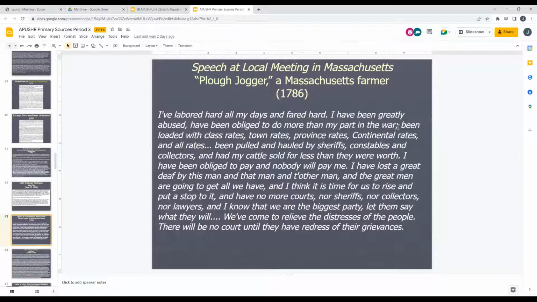It's similar to Bacon's Rebellion. Disgruntled, angry Western farmers who are dealing with more of the problems, while the Eastern elites, the large landowning elites, are dominating the state government, or the colonial government back in Bacon's Rebellion, and imposing their will on these Western farmers, who feel that they're the ones obligated to deal with all these problems while the Eastern elites bask in their wealth and their glory. And they've had it here in Massachusetts. Paul Jogger and Daniel Shays, they've had it. And so they're going to put a stop to it. And they're the biggest party, meaning they're the majority.